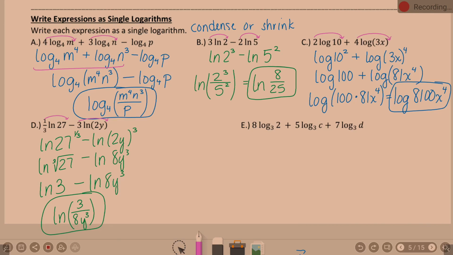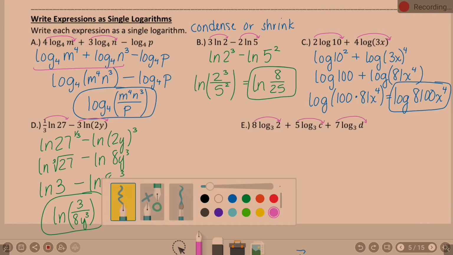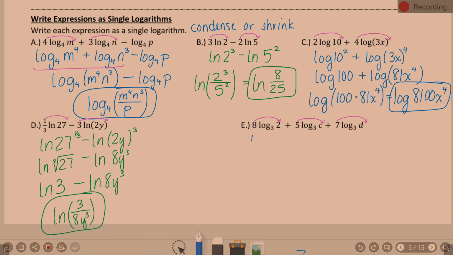I mean, in all honesty, it looks bad because it's base 3, but compared to all these others, this is like one of the easiest. What are you doing first? Bring the numbers in front to the exponent. Moving your powers. So log base 3 of 2 to the 8th plus log base 3 of c to the 5th plus log base 3 of d to the 7th.